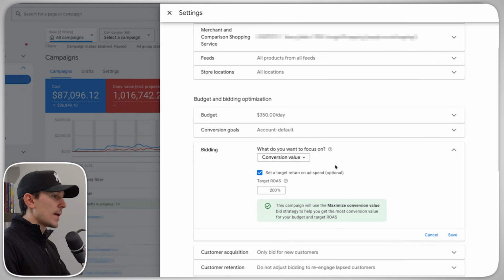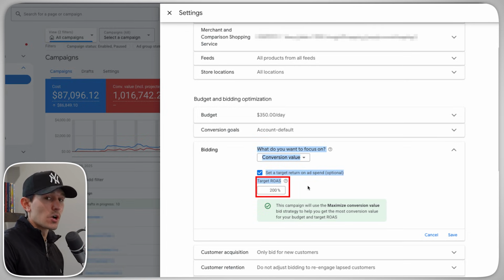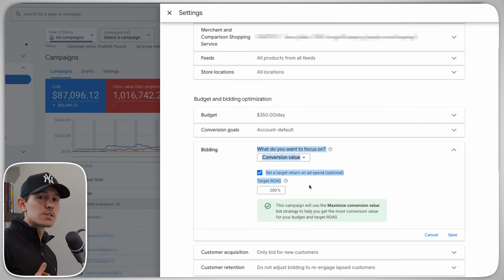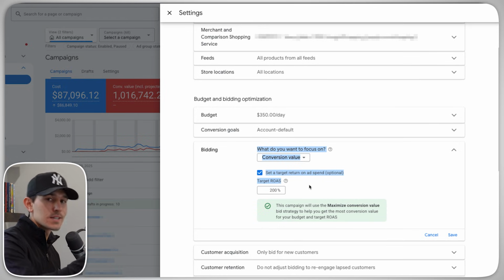Everything on the maximize conversion value strategy is set right here in the conversion value setting. And once you set that, you're going to see the trigger to enable your target return on ad spend. My advice for anyone setting a target return on ad spend is to set it to what you actually need. So if you need a 2x, set it to 2x. If you need a 3x, set it to 3x.